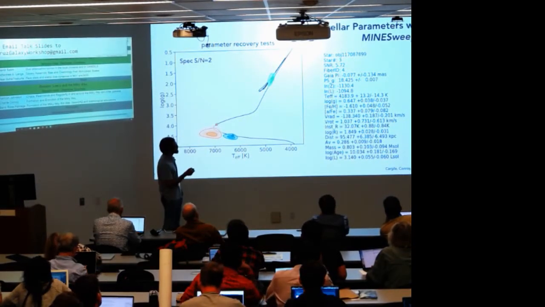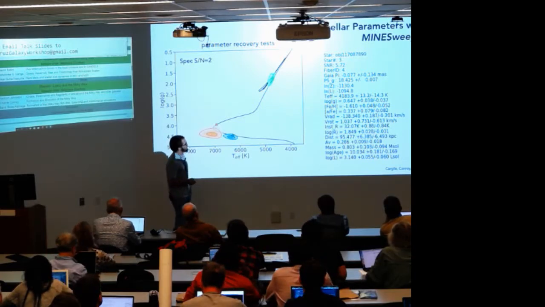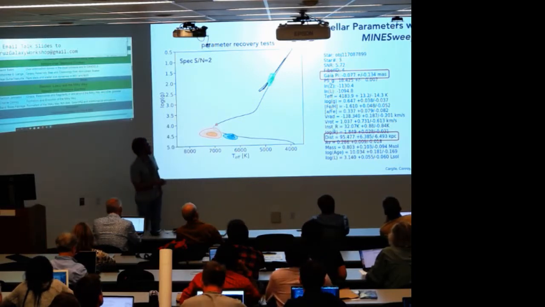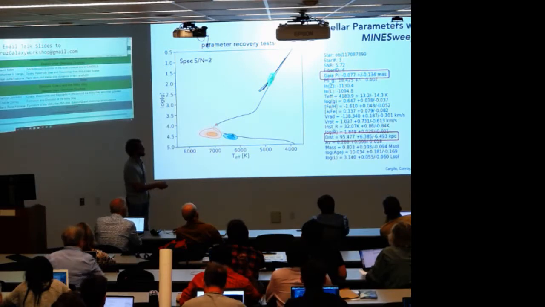This is actual results for one star, and I want to focus on these 2 points here. The Gaia parallax for the star is consistent with 0, but it's very noisy, so not useful. But the spectrophotometric distance puts it at about 95 kiloparsecs.